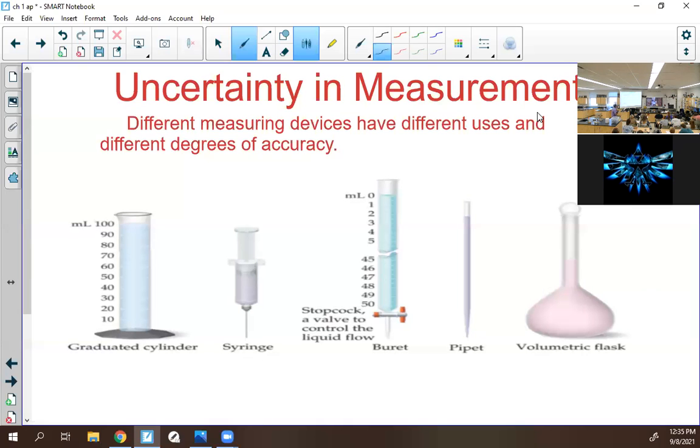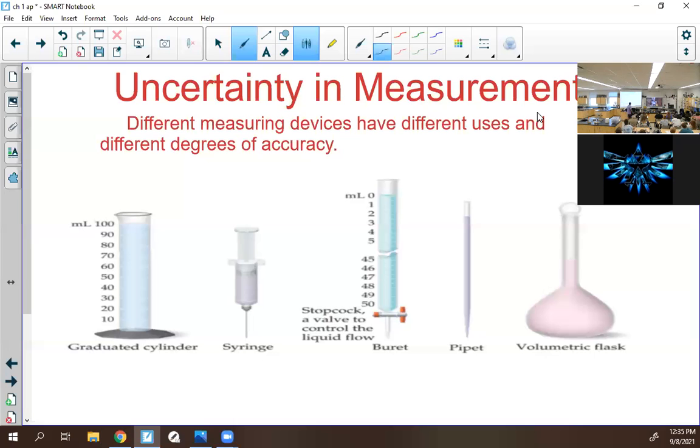All right, there's vagueness built in or accuracy built in to how we report our measurements and how the tool we used can be reported by just writing the number. All right, so anyway, different measuring devices have different uses and different degrees of accuracy.